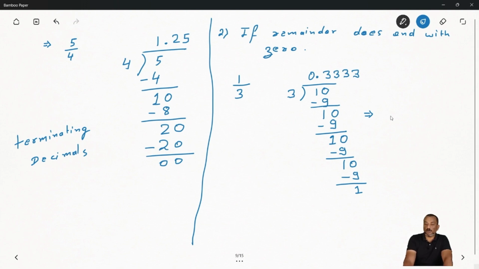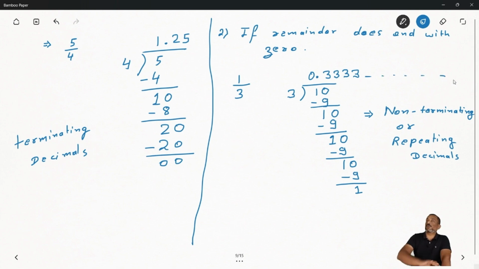Such type of decimal is called non-terminating, okay, and or you can say repeating decimals. Repeating decimals, because you can see the decimals keep repeating. Okay, 0.3333, it will keep going. Even if you go for 100 times, it will keep going on. So which means your division keeps repeating. So this type of rational number is called non-terminating or repeating decimals.